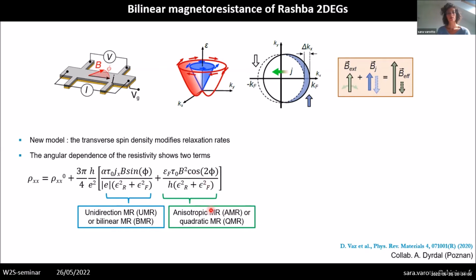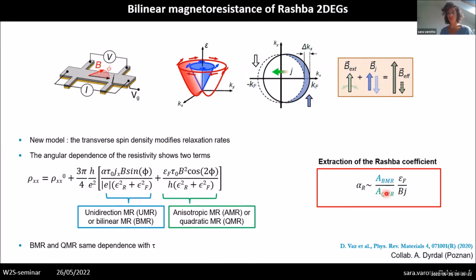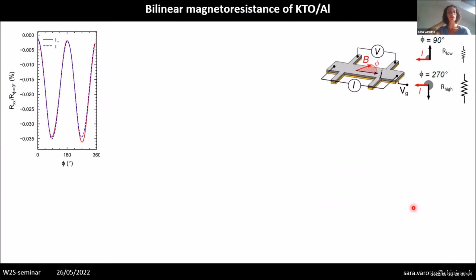The second part is called quadratic MR, because it scales quadratically with respect to the magnetic field. And it has a different angle dependence, which is cosine of 2 phi. The important point is that both of them scale proportionally to the scattering time, tau. So it means that if we can measure both of them and take the ratio of their amplitude, we can extract the alpha R by knowing the Fermi energy, the input current, and the magnetic field applied. So we have employed this technique in a KTO aluminum sample. And this is an example of the curve that we measured for a fixed current direction.